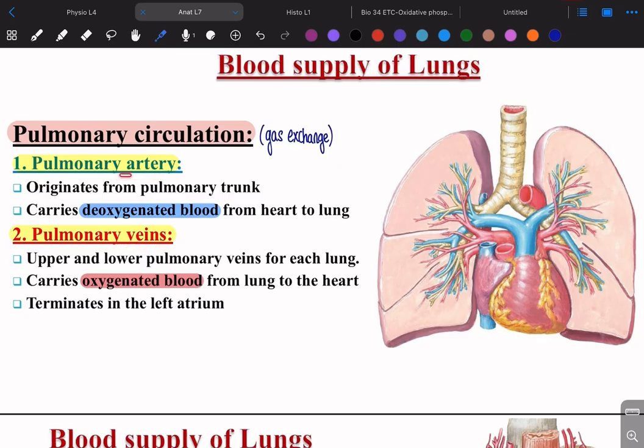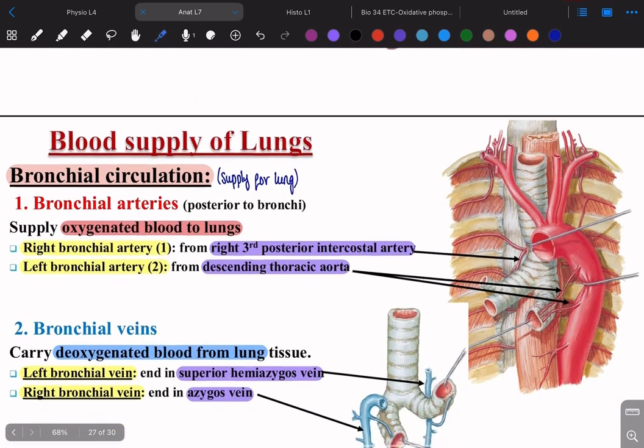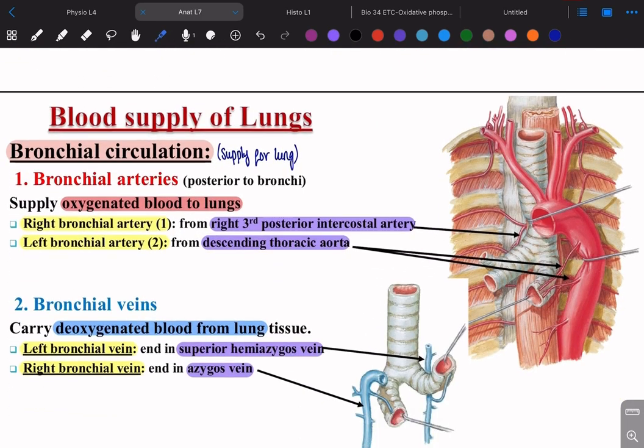So the pulmonary arteries carry deoxygenated blood, and the pulmonary veins carry oxygenated blood, okay? The pulmonary artery originates from the pulmonary trunk, and it goes from the heart to the lungs. And the pulmonary vein goes from the lungs to the heart. This is stuff we already know from the foundation, and it terminates in the left atrium. Now let's move to the bronchial circulation, which is the supply for the lungs.